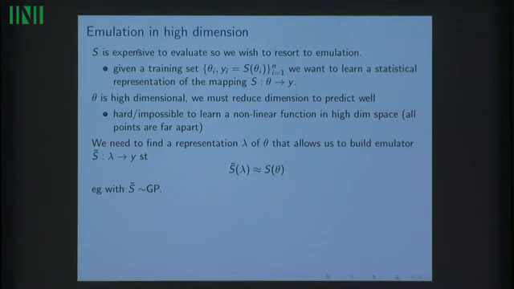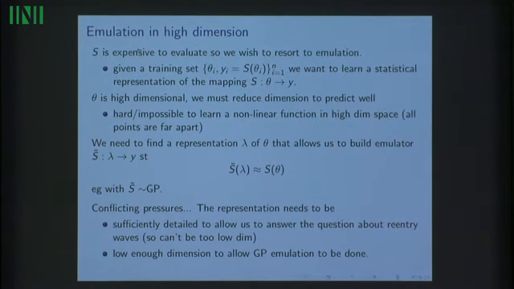So what we're going to try and do instead is look for a lower dimensional representation of the parameter theta. We're going to try and find a lambda, which is a representation of theta, such that we can build an emulator that's a function of lambda that approximates to some quality our simulator if we were to run it at theta. The challenge is to find a representation that is detailed enough to allow us to answer the questions we want to answer. We can't reduce the dimension too much, but it's got to be of low enough dimension to allow us to build this regression and do the inversion. So it's this trade-off between these two different aspects.